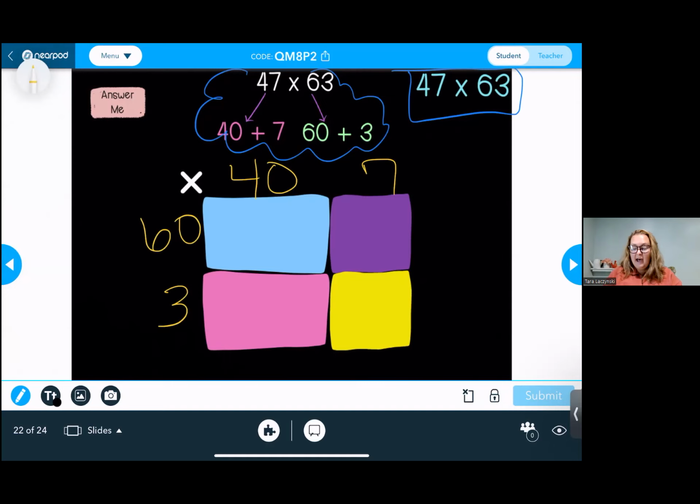All right, loves. Now we multiply where they meet. So my 40 is my up and down number. So I'm going to use it in blue and pink. My 7 is my up and down number. I'm going to use it in purple and yellow. 60 is side to side, so it's going to go in blue and purple.